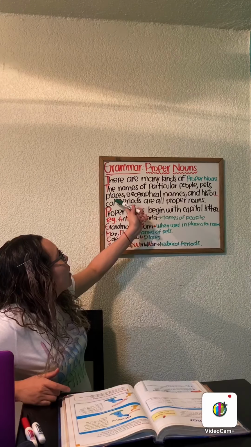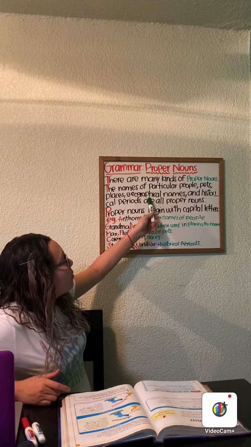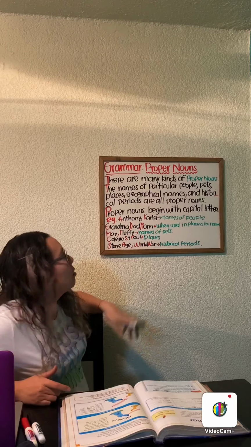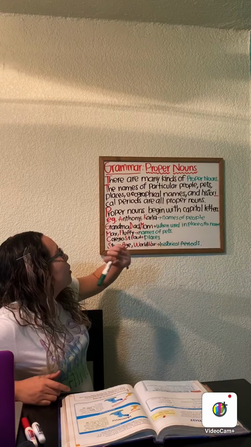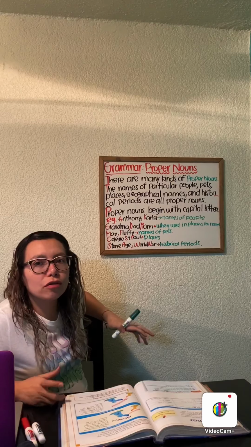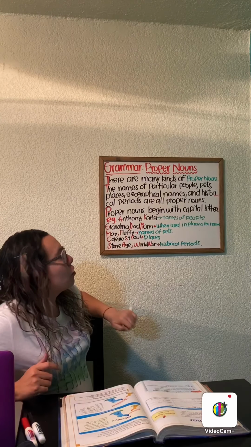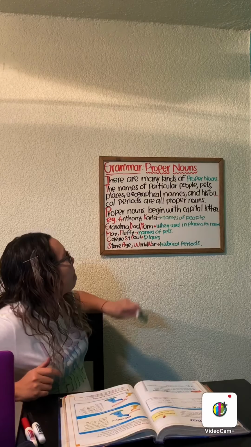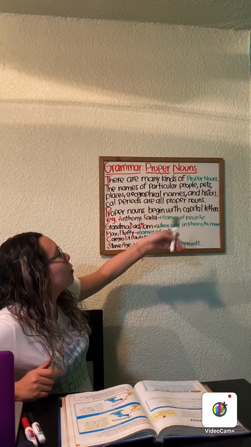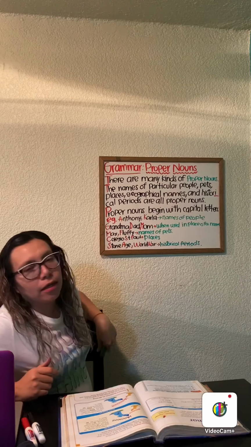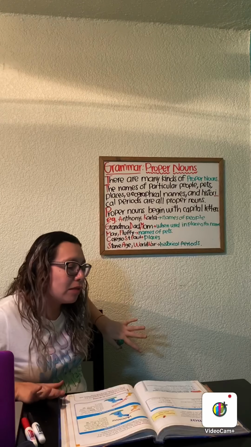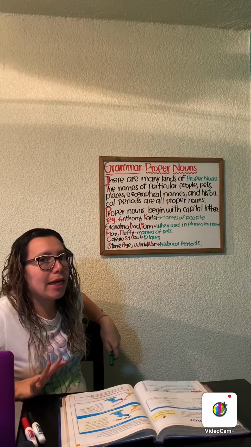También puede ser lugares, nombres geográficos, periodos históricos, o sea, cosas que ya pasaron hace un tiempo. Todos estos son proper nouns. Proper nouns begin with capital letters. Los proper nouns siempre empiezan con mayúsculas, con capital letters.